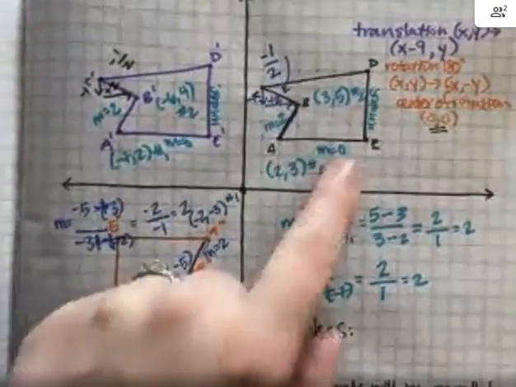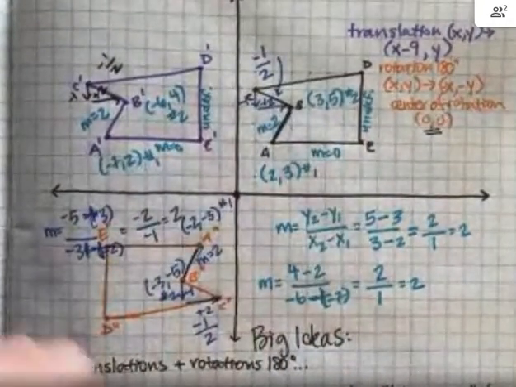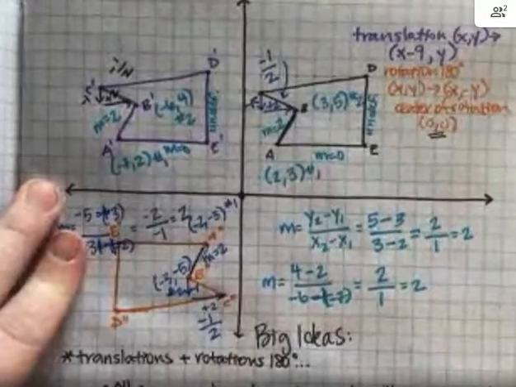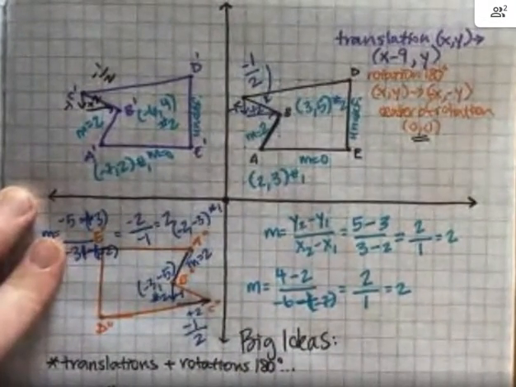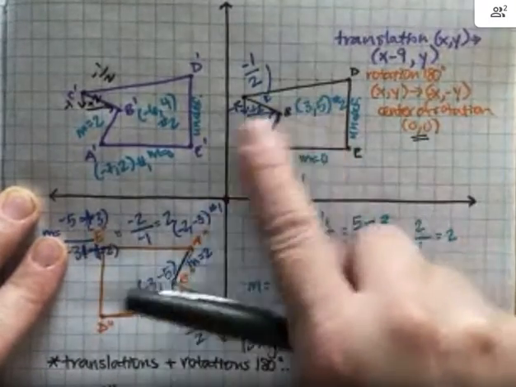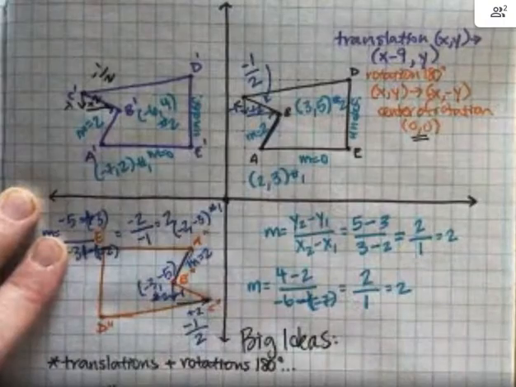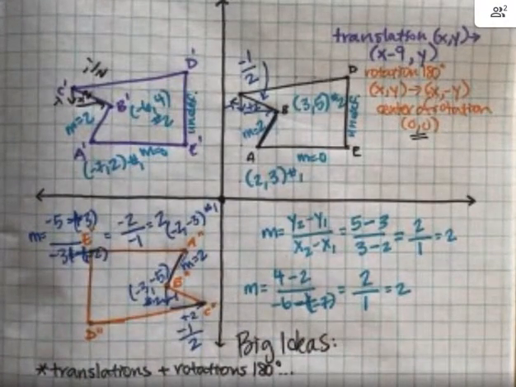That regardless of if we have a translation or a rotation of 180 degrees, now notice I said 180 degrees, not 90, not 270, not 30 or 60, not 45, 180 degrees rotation, then all of our line segments on the corresponding sides will be parallel. That's our big takeaway from this lesson.